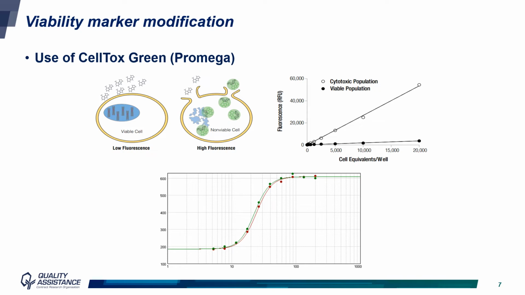The CellTox Green dye is non-toxic to cells, and the signal remains constant after an exposure of 72 hours, making it ideal for determining toxic effects of treatment. At the bottom of the slide, you can see an example of a graph obtained with CellTox Green, with less variability in the upper and lower plateau.